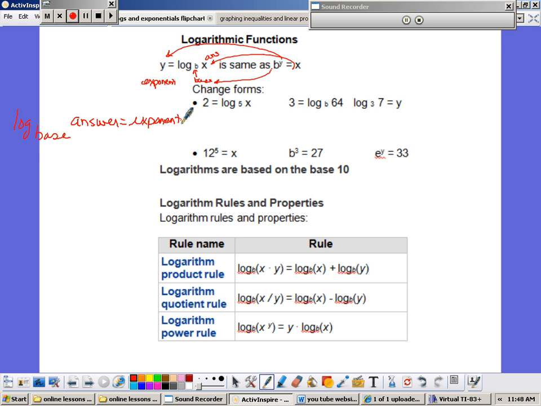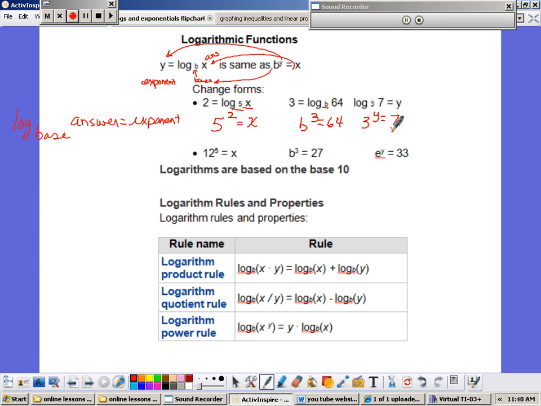Okay, so my base apparently is 5. My answer is apparently 2. My exponent, let's try this again. I'm really messing up today. Okay, 5 is my base. My answer is x. My exponent is 2. My base is b. My exponent is 3. My answer is 64. My base is 3. My exponent is y. My answer is 7.